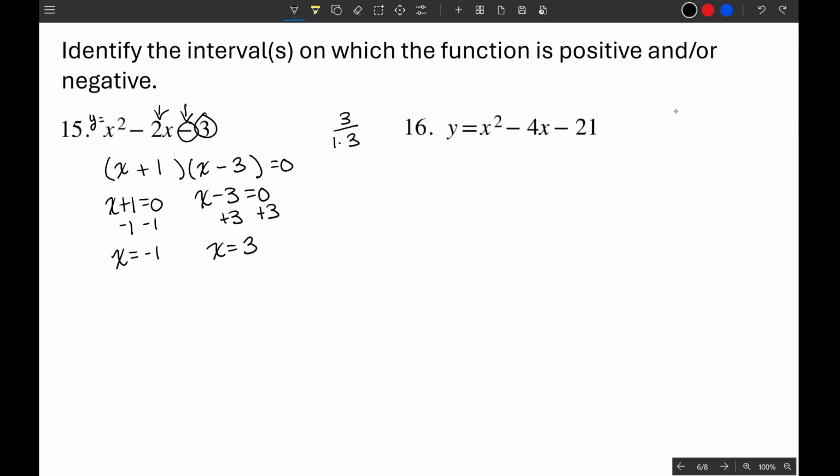All right? So this is going to cut this into 3 intervals. All right? The first interval is going to be all of the x's that are less than negative 1, so all the ones to the left.